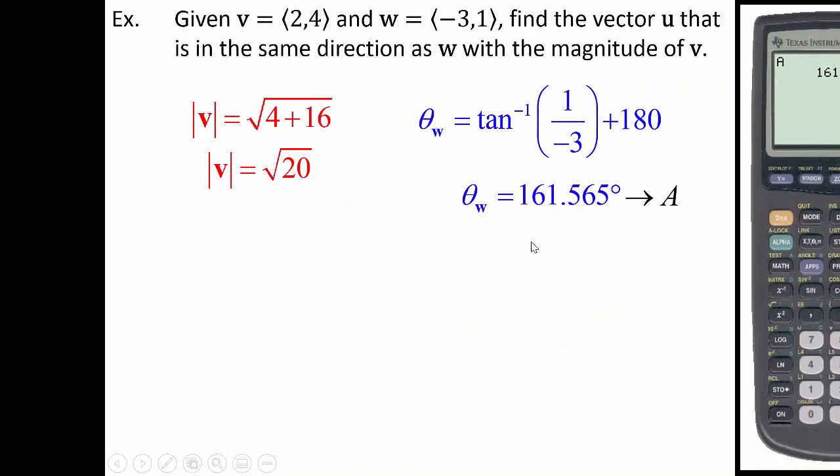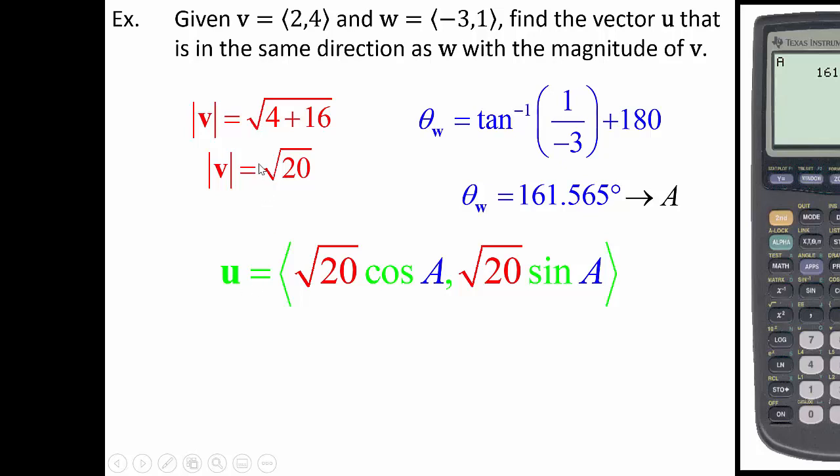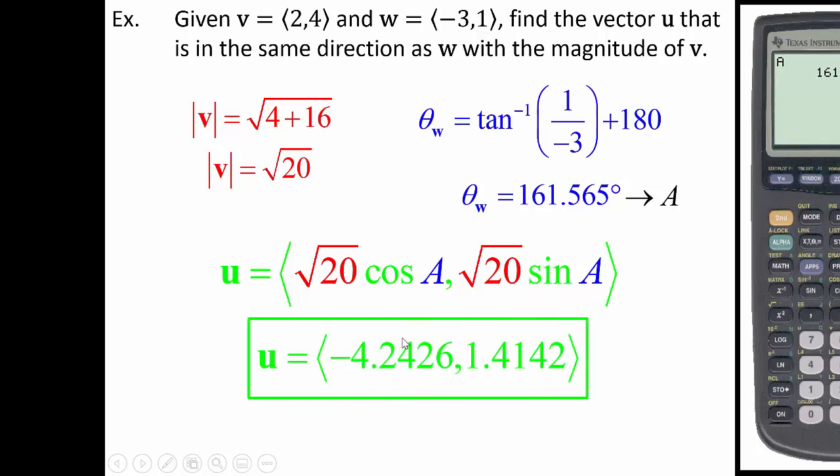Keep going. U is going to be that magnitude with that direction, so square root of 20 cosine of A, square root of 20 sine of A, and then I get my final answer after I type each of those in my calculator of -4.2426. I guess I threw in an extra digit for some reason, and 1.4142 would be the next value. Remember, as long as you have 3 past the decimal, I'm perfectly happy. If you put the fourth one, great, but I need 3 past the decimal.